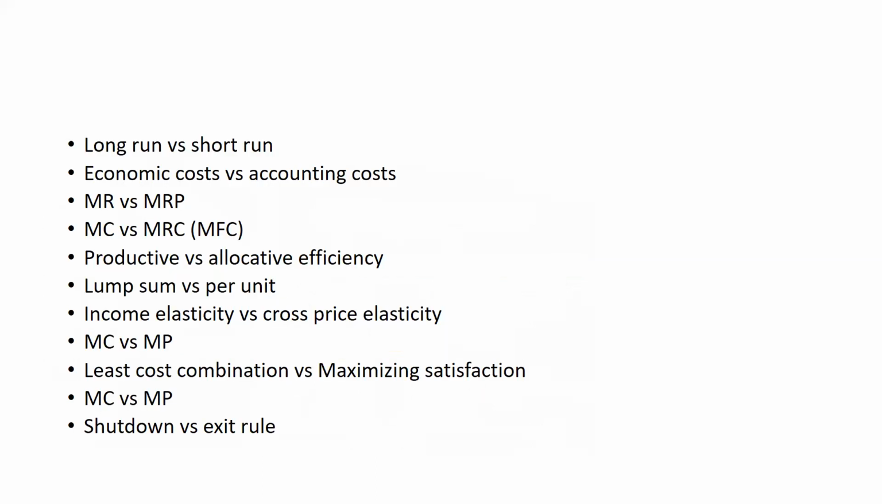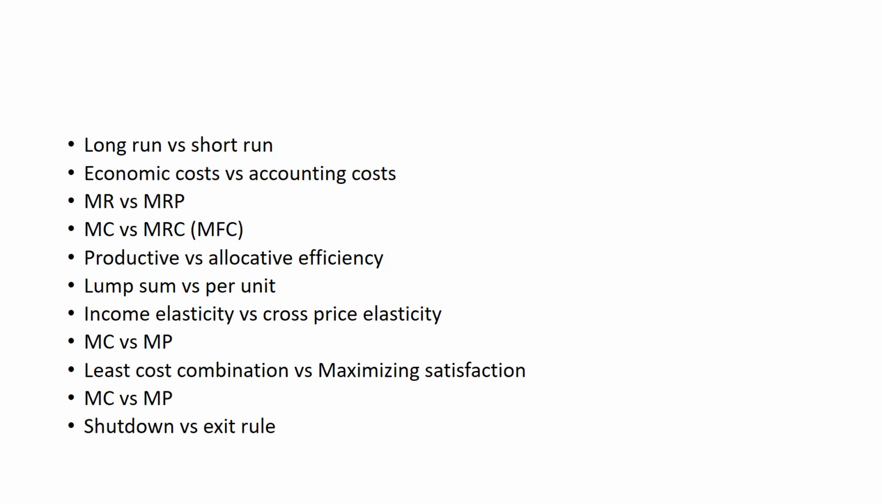Okay. All right. Long run versus short run. Long run, no fixed resources. Also, you could think of long run as zero economic profits in monopolistic competition and perfect competition. No fixed resources, zero economic profit in the long run. In the short run, they could be making or losing money, and there is at least one fixed resource.